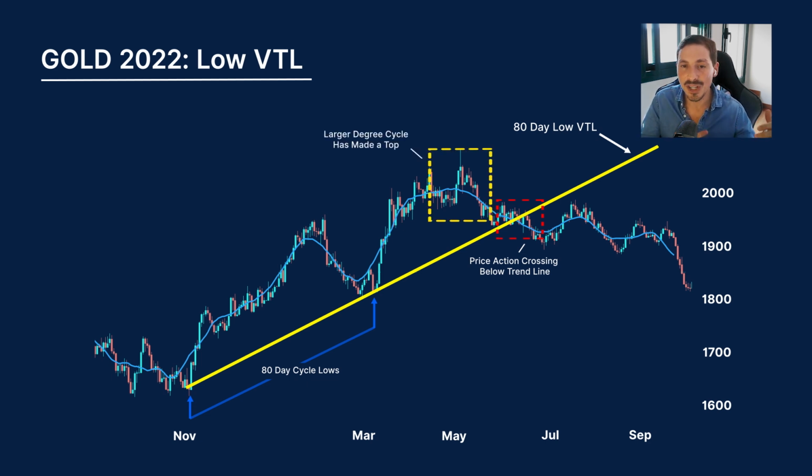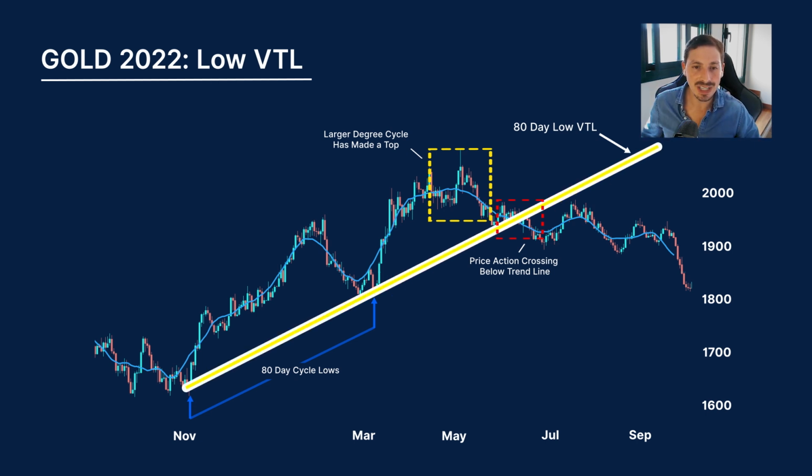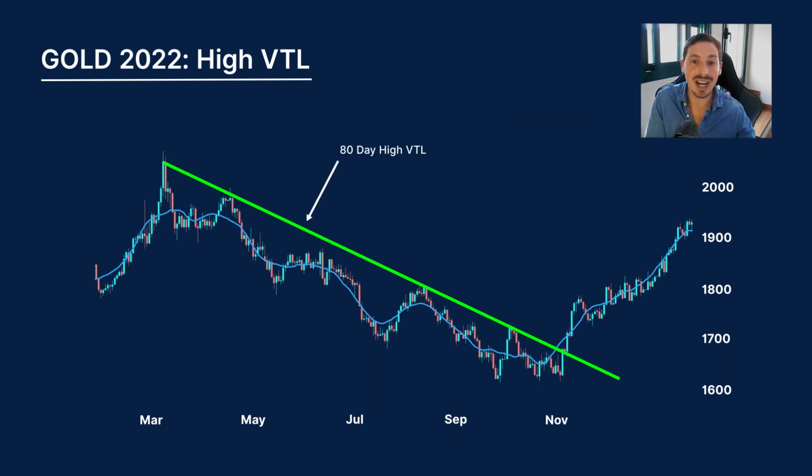Remember, there's an inverse relationship between the name of the VTL and what it means. Specifically, if I draw a trend line that connects two lows and prices cross below it, what does that mean? It means I have a cycle high and the trend is likely over. When I draw a trend line that connects two highs and prices cross above that trend line, it means a low has taken place. And if there was a downtrend going into that low, that means that sell-off is over.